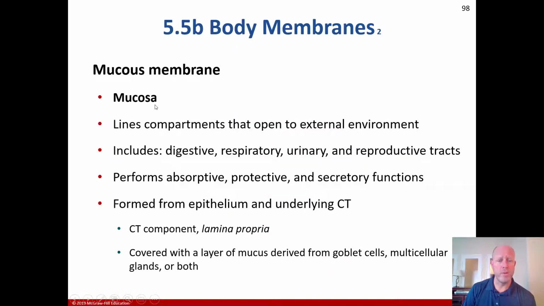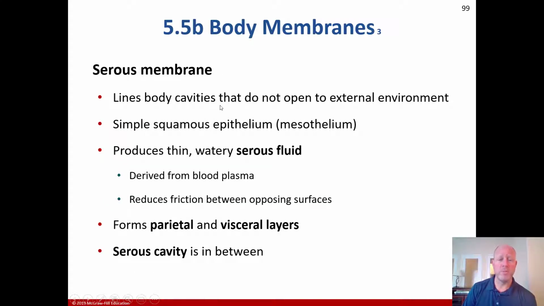So the mucous membrane, where the mucosa exists, lines compartments that open to the external environment: the digestive, the respiratory, the urinary, and reproductive tracts. It performs absorptive, protective, and secretory functions, and it's formed from the epithelium and underlying connective tissue, and that connective tissue component is the lamina propria. It's covered with a layer of mucus derived from the goblet cells, with multicellular glands, or both. The serous membrane lines body cavities that do not open to the external environment.